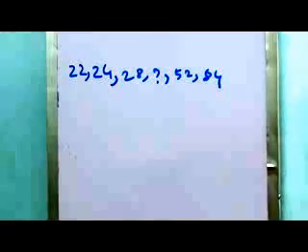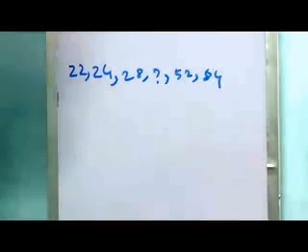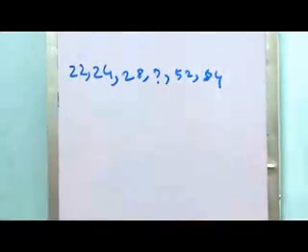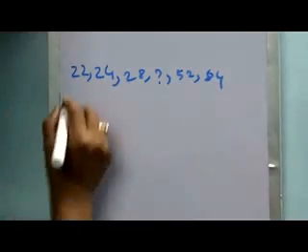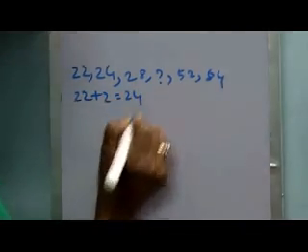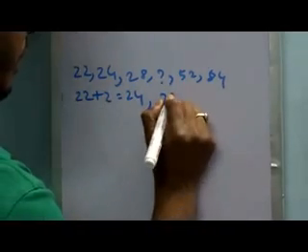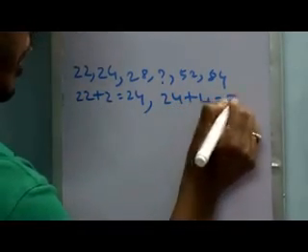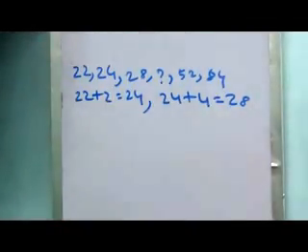So we have to find the next one. Okay. So 22 and 24, what is the difference? 22 plus 2 equal to 24. Similarly, 24 and 28, what is the difference? 24 plus 4 equal to 28. What will be the next number?